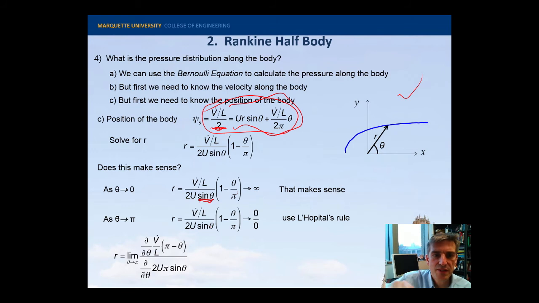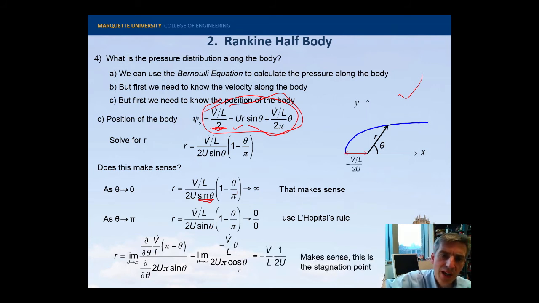So if I take the derivative of the numerator, it's quite easy to take that derivative. I'm just going to get v dot pi over L, and the derivative of sine theta is cosine theta. So I get something that looks like that. Now this looks more well-behaved. I'm just going to get pi for theta in the numerator, and cosine of pi is 1. So yeah, this is nice. It converges. My pi's are going to cancel.